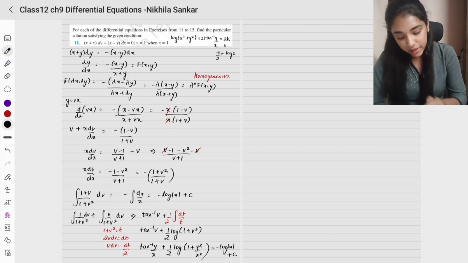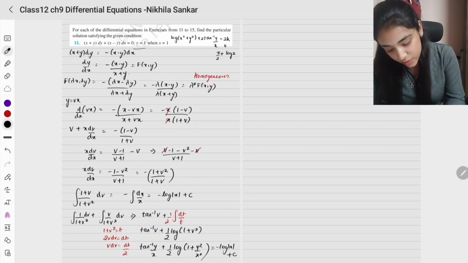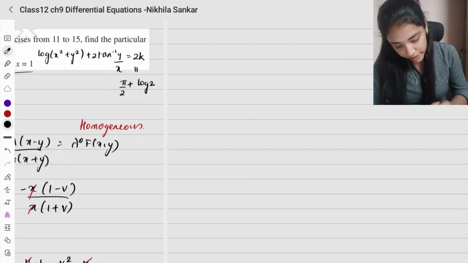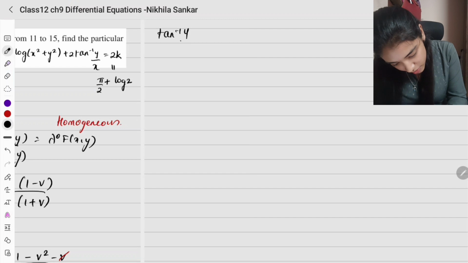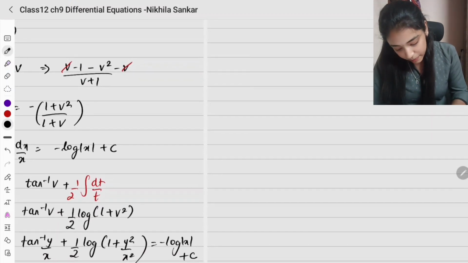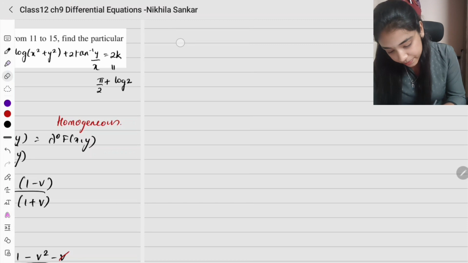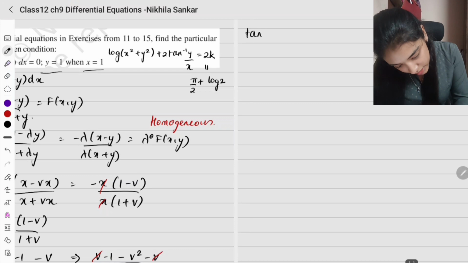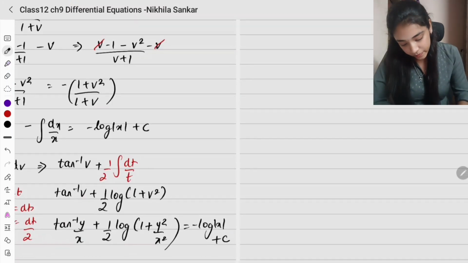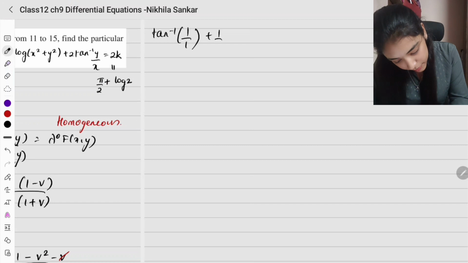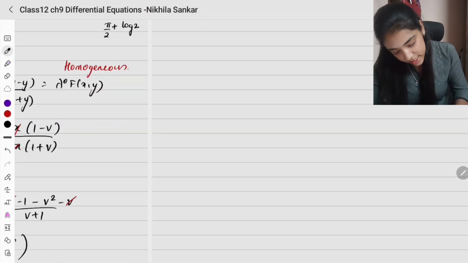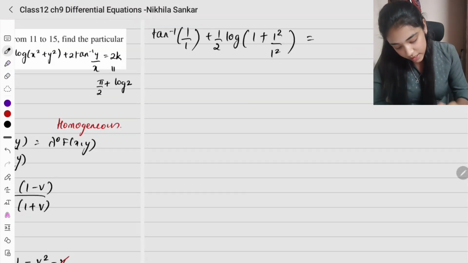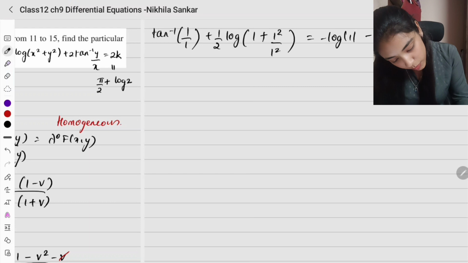இப்போ particular solution கேட்கறான், where I'm given the values of y and x. So this is y equals 1 and x is equal to 1. இதை solve பண்ணலாமா? So I have tan inverse of y by x. அதை first simplify பண்ணிக்கிறேன். இல்ல direct value substitute பண்ண ஆரம்பிச்சிடலாமா? So what do I have? Tan inverse of y by x, which is going to be tan inverse of 1 by 1 plus half log (1 plus 1 square by 1 square) equals minus log mod 1 plus c.